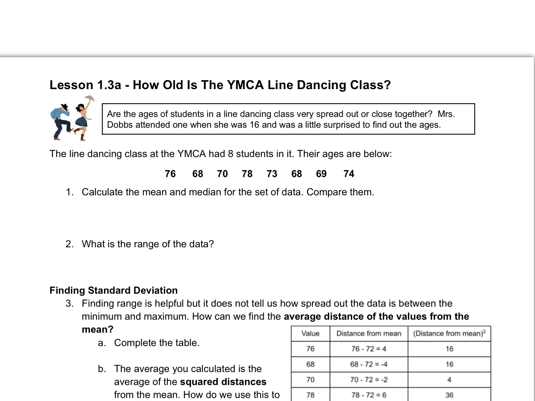The ages of 8 students in a line dancing class at the YMCA. Here they are: 76, 68, 70, 78, 73, 68, 69, 74. There it is. Calculate the mean and the median.